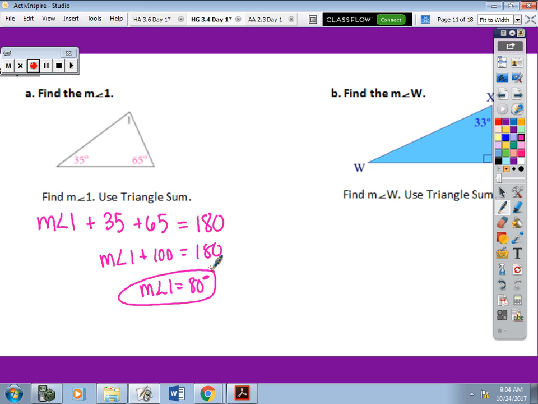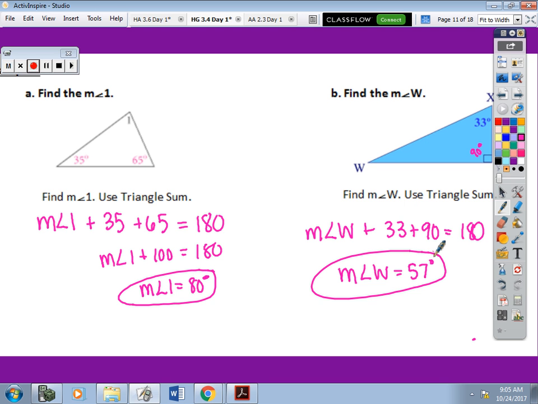Now the second one, we are given a notation, a marking. This is a right angle, which means that it is 90. So go ahead and use triangle sum to find the measure of angle W. What do we get? Mike? 57. Again, you don't have to show work for these if you don't want to. You can just take 90 minus 33, because you know 180 minus 90 is 90.